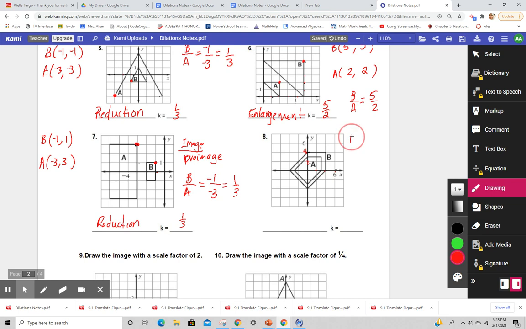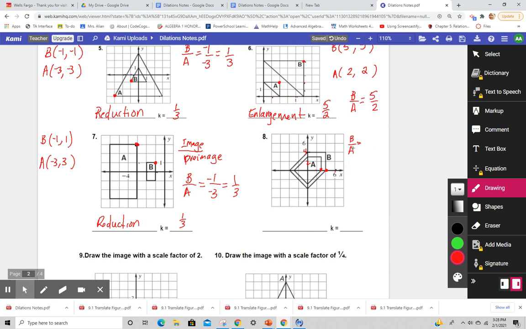And we want B over A, because B is the image, it's the new, and A is the original, because we're going from A to B. Okay, so let's pick a point. Let's use this point right here, and its corresponding point is right here.